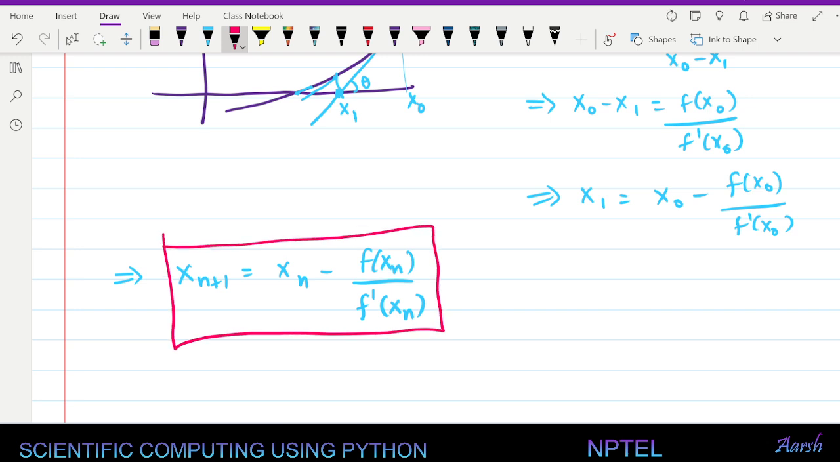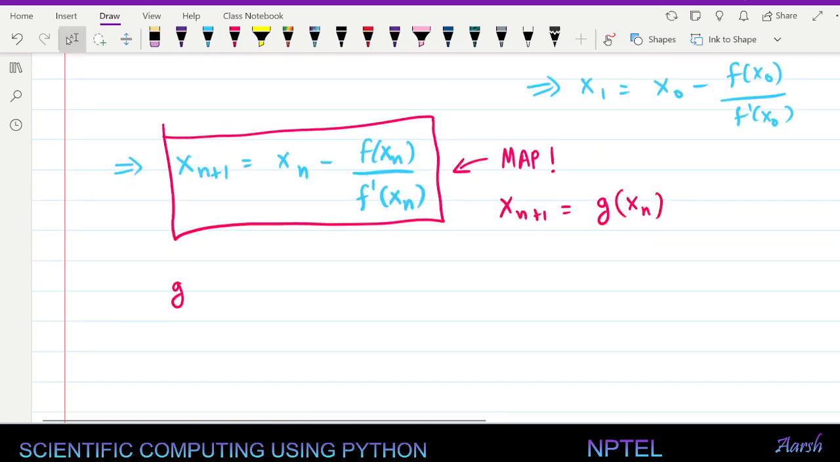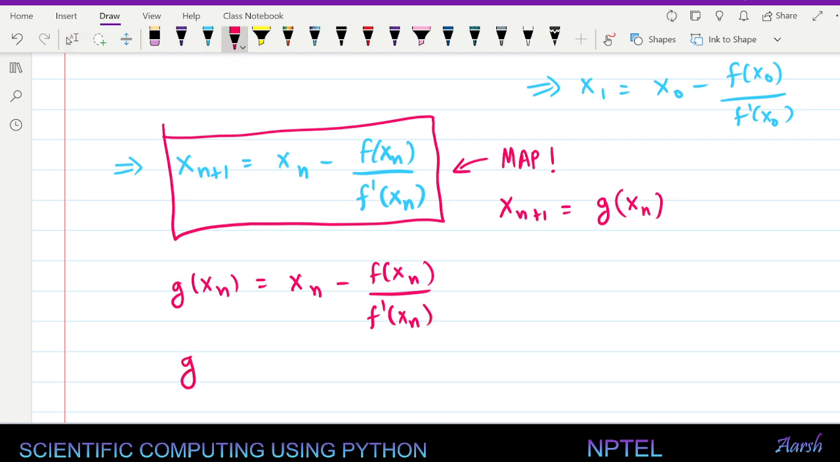and if you see closely, stare at it, you see that it is a map, a discrete map, because it's of the form xn plus 1 is some function. We have used f, so let's call it g of xn, and g of xn is given by xn minus f of xn divided by f prime of xn. The xn's are discrete, but if I look at the functional form, g of x is x minus f of x divided by f prime of x.